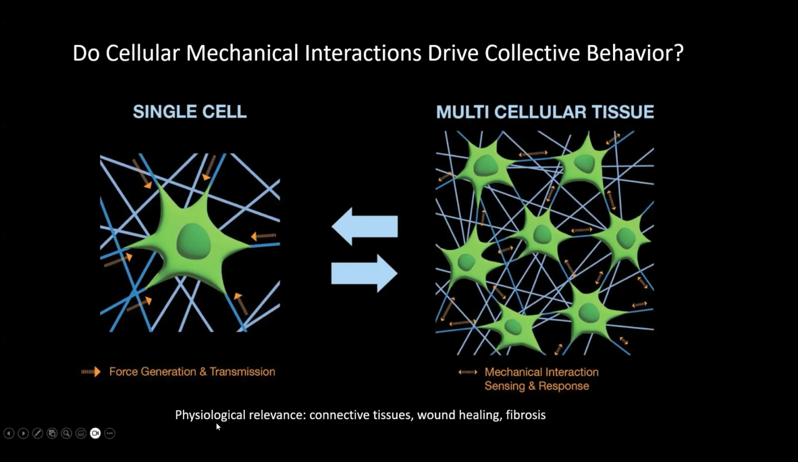And in terms of physiological relevance, we believe it's mainly relevant to tissues in the body that are rich with ECM, where cells are more separated from each other. So their interaction is through the matrix and not directly. This is more relevant to connective tissues, to wound healing, or to fibrosis, where we have a lot of collagen and myofibroblasts come in and apply contraction.